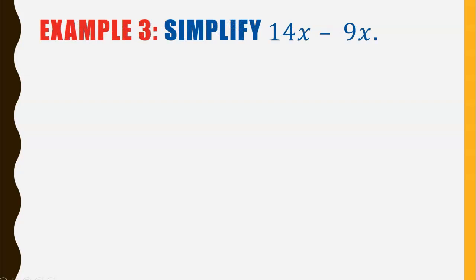Okay, 14x minus 9x. They're like terms because they both have an x. 14 minus 9 is 5x. And again, you could use your distributive property to write it like that to get to that. But we're so smart, we can do a lot of that in our head anymore.